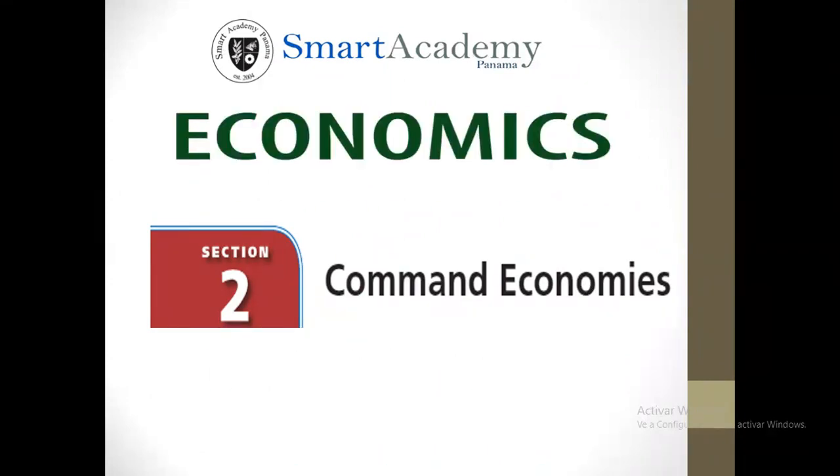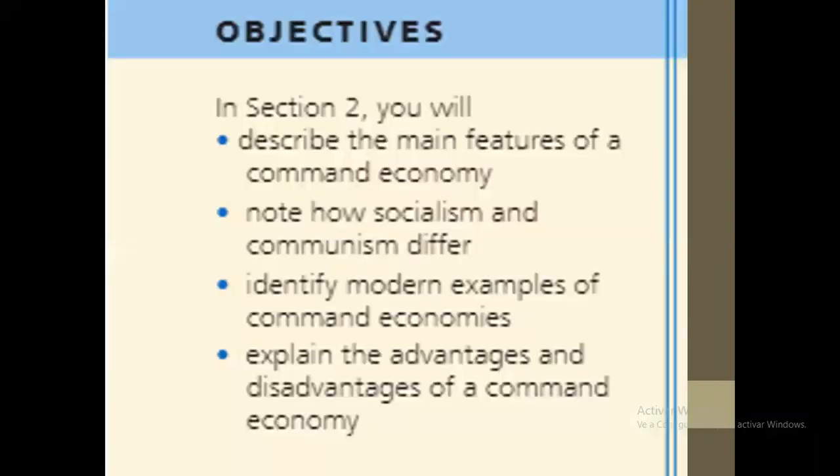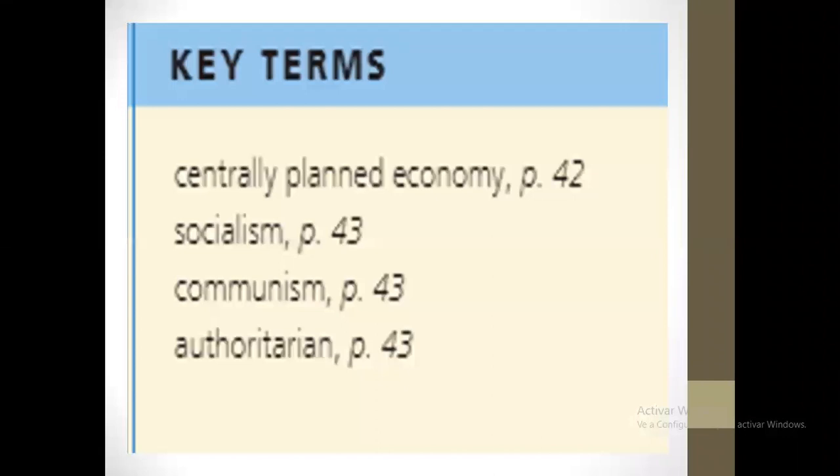Now remember, you need to write on top the title, command economies, underline it, and then the vocabulary: centrally planned economies, socialism, communism, which we're going to talk about later on, and authoritarian system. Now remember, all this information is already loaded up on the NEO platform, the PowerPoint, and also the PDF document that you need in order to study for this chapter, guys.